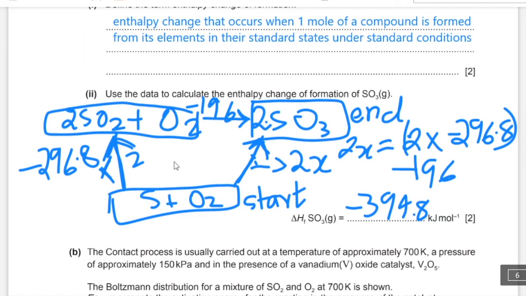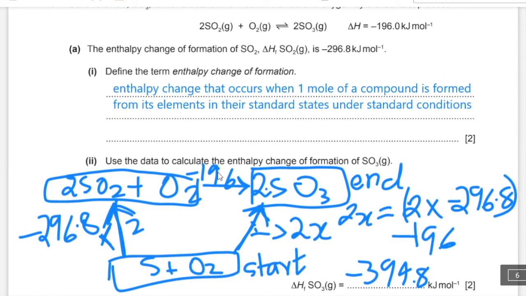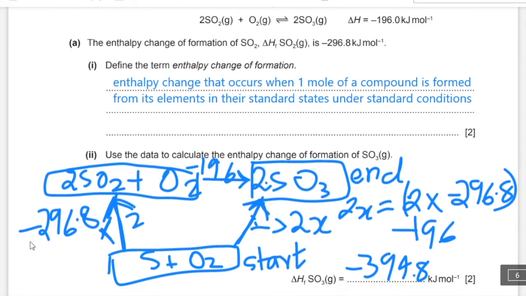You can use this method whenever you are given enthalpy change of formation data and you're required to calculate any of the three values, be it the actual value of enthalpy change of reaction or the formation of any of the reactants and the products.